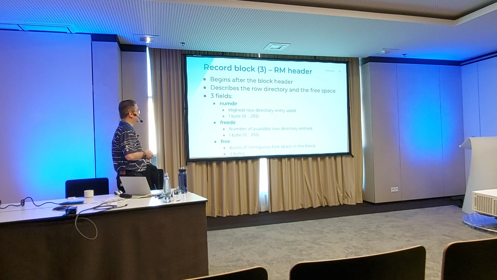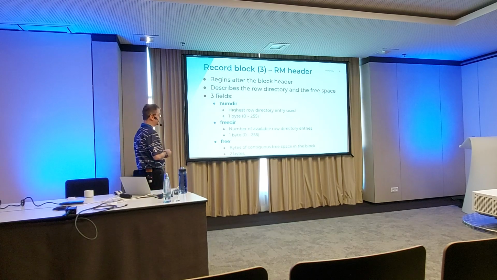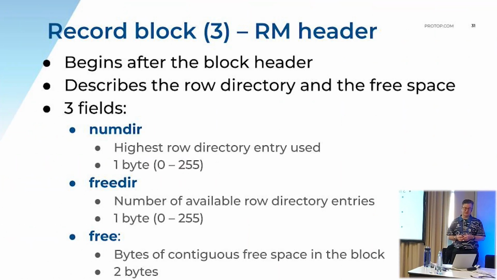So let's look at that RM header in a little more detail. It's a small structure. It's only 4 bytes. It has 3 fields and they describe the row directory and the free space. So the 3 fields are called numdir, freedir, and free. Numdir and freedir are each 1 byte, so they can hold a value from 0 to 255.